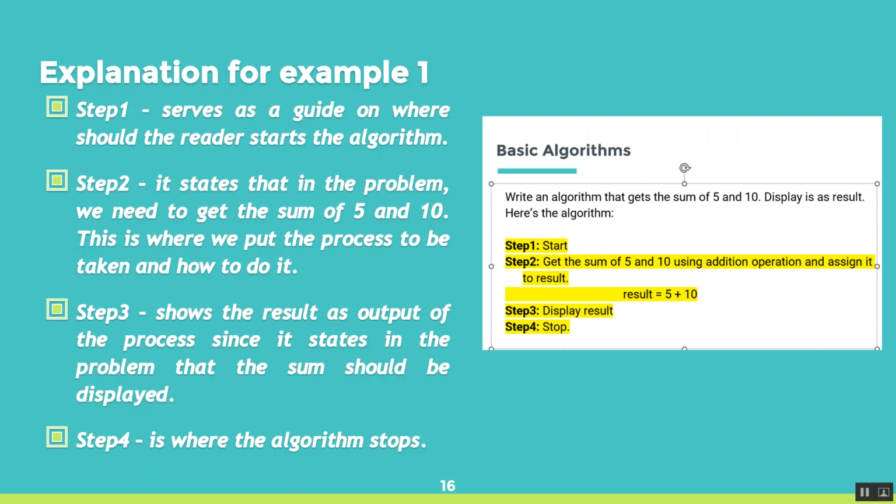Just take note, class, that it's not always in step 2 wherein we put the process to finish this algorithm. Sometimes we put it on step 3 or step 4 depending on the implementation of that problem. Next is step 3. It shows the result as output of the process since it states in the problem that the sum should be displayed. And then step 4 is where the algorithm stops. So that's it.